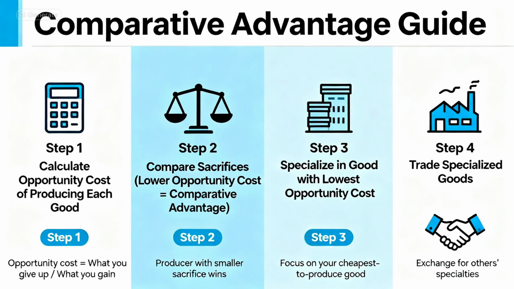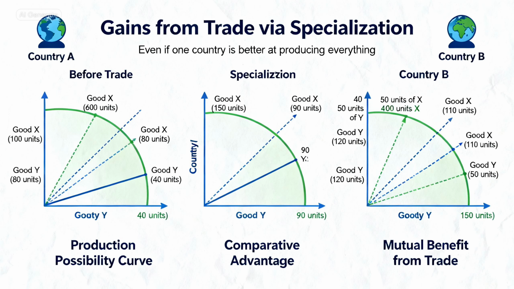To find the comparative advantage, calculate the opportunity cost of producing each good. Whichever producer sacrifices less has a comparative advantage. The rule is simple. Specialize in the good where your opportunity cost is lowest, then trade. Even if one country is better at producing everything, both sides gain from trade when each specializes.